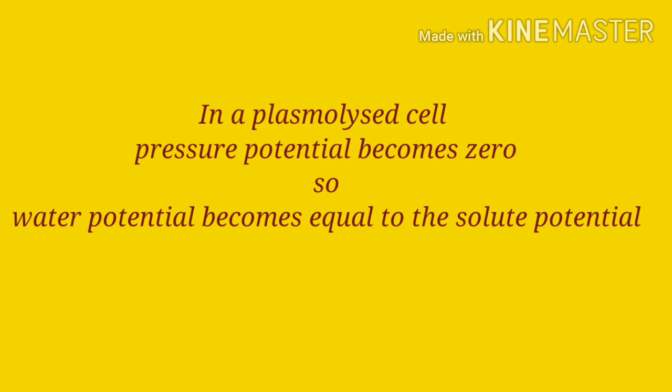In a plasmolyzed cell, pressure potential becomes 0. So water potential becomes equal to the solute potential. That is, psi W equals psi S, and psi P value becomes 0, that is, negligible. So this is a very important question for objective exams. In a plasmolyzed cell, pressure potential becomes 0, that is, psi P is 0, and psi W equals psi S.